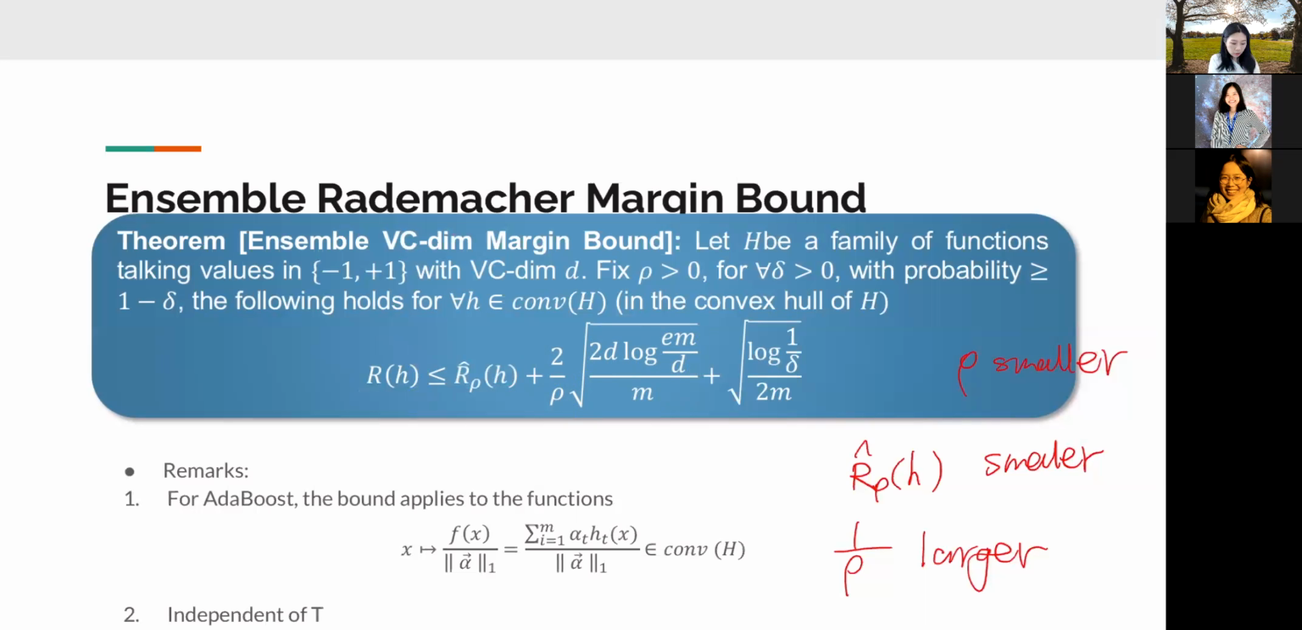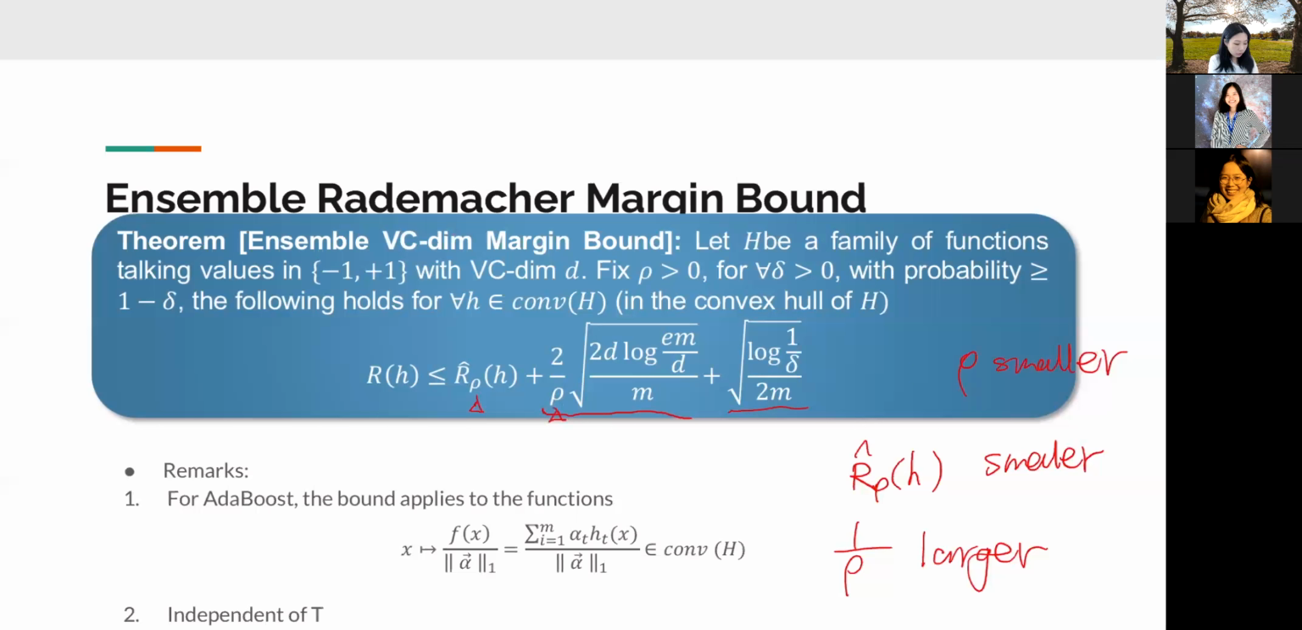Also, if you look at the term, I don't plan to prove the theorem here, since we don't have enough time in class. I highly suggest everyone go back and read the textbook. But if you look at the form of this upper bound, what does this remind you? It's very similar to this VC dimension generalization bound you saw before, right? Only difference is now you have replaced this empirical error with this margin error, empirical margin error, and you also have the term that's dependent on rho here.